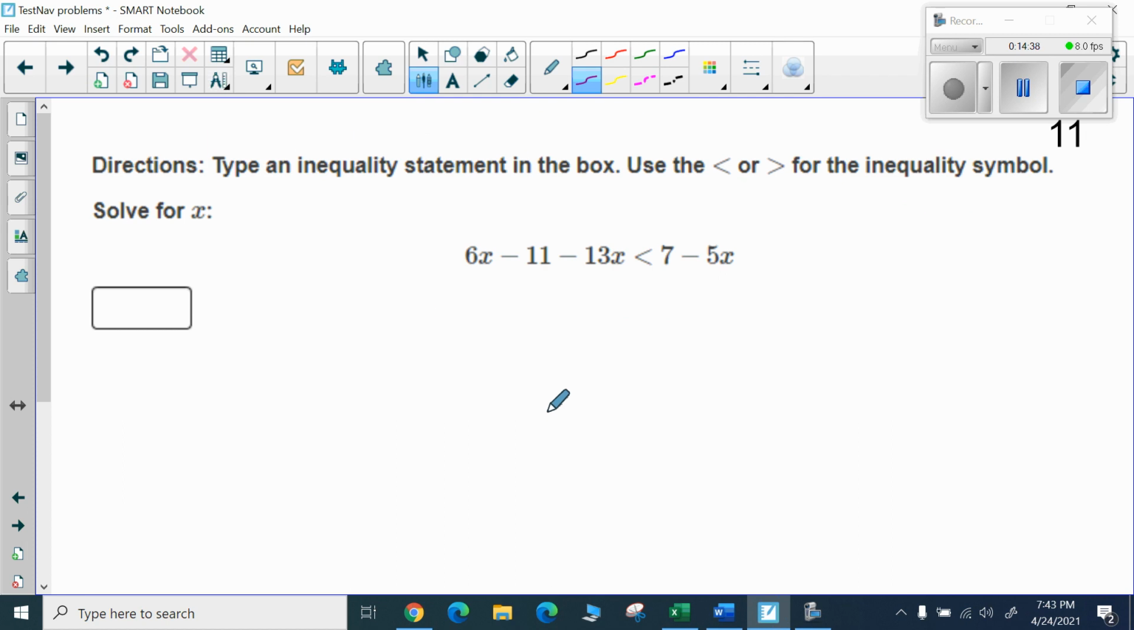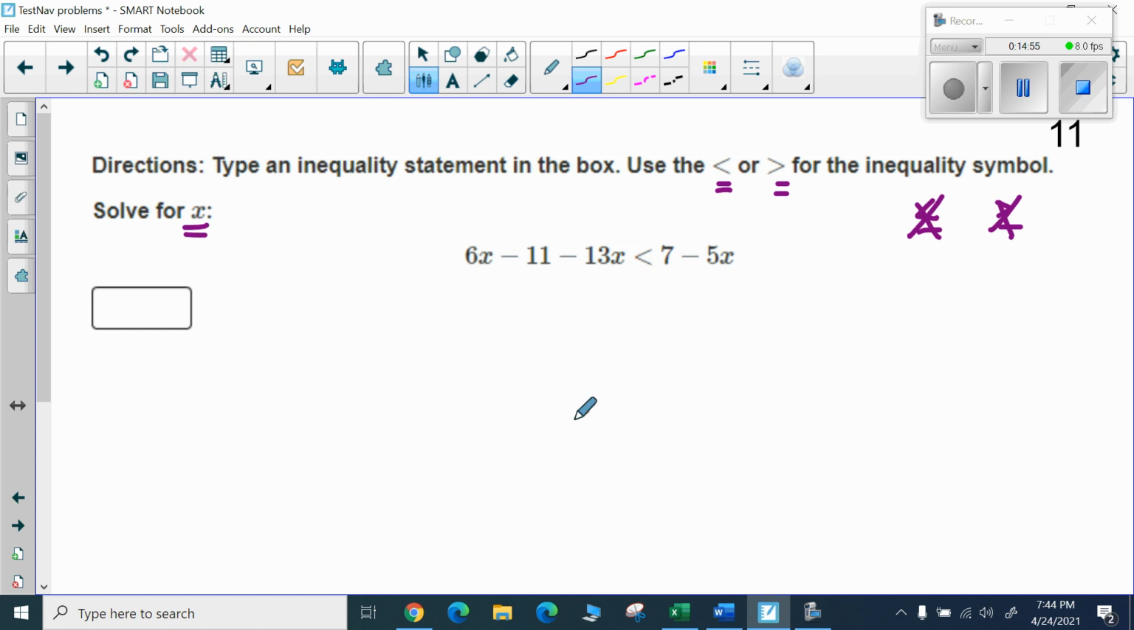Here's number 11. Type an inequality statement in the box. Use the less than or greater than for the inequality symbol. So they're telling you that you're not going to use less than or equal to, and you're not going to use greater than or equal to. So that's nice to know that you don't have to worry about that.